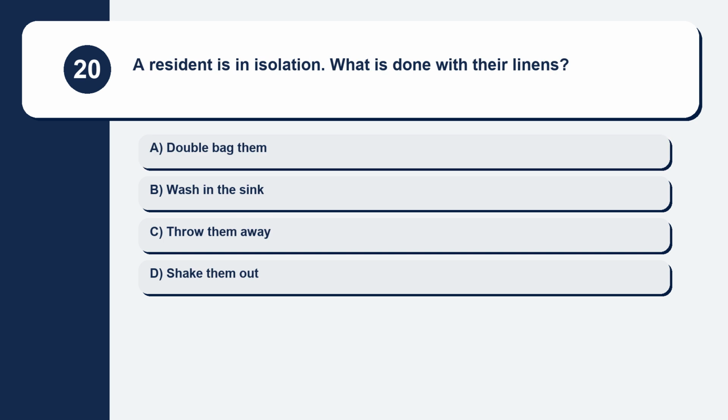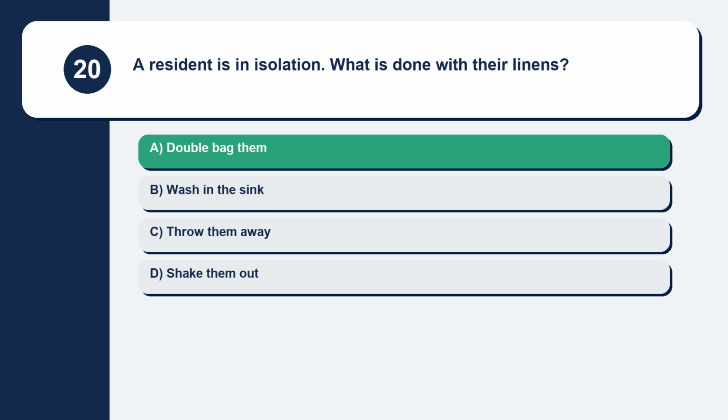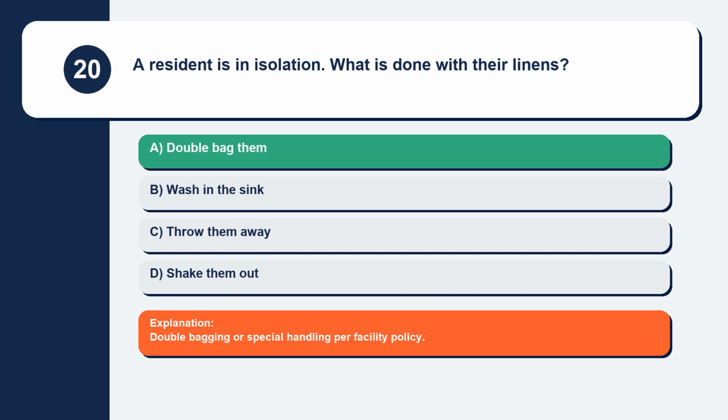Question 20. A resident is in isolation. What is done with their linens? Double bag them, wash in the sink, throw them away, shake them out. Double bagging or special handling per facility policy.